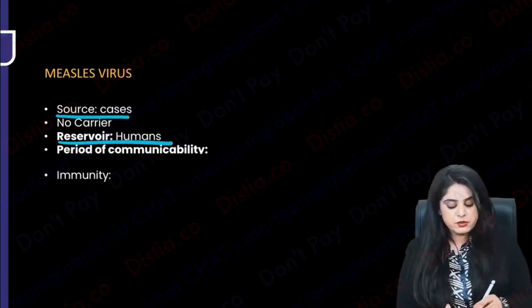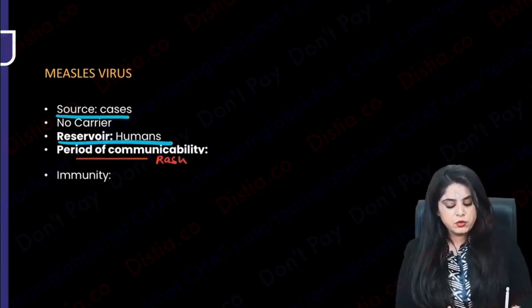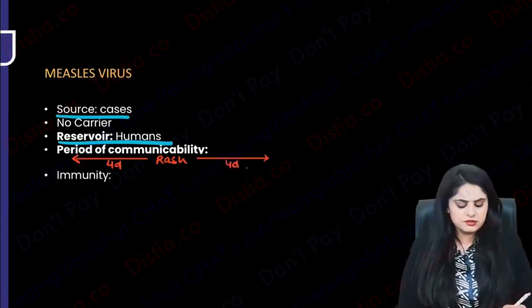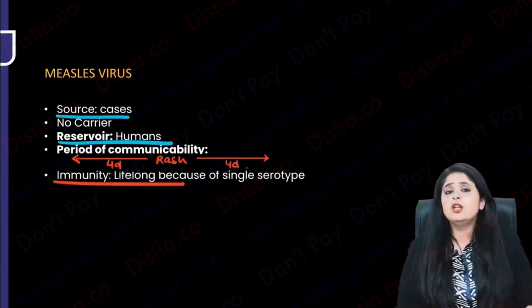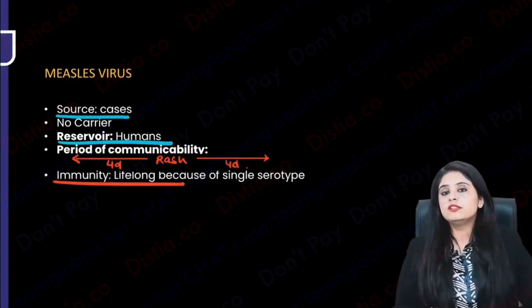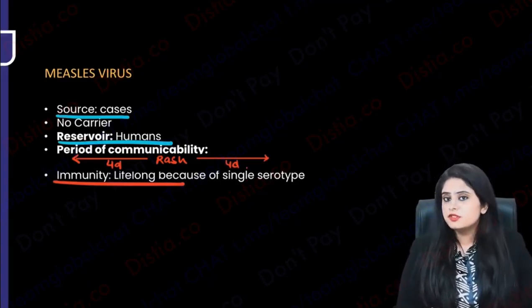And what is the period of communicability? So please remember, whenever the person has rash, from 4 days before the rash to 4 days after the rash, the person is in the period of communicability. Fine. What is the immunity with measles? This I'm sure you've heard a lot, that measles has a lifelong immunity. That is why once someone is infected with measles, that person is immune for a lifetime.